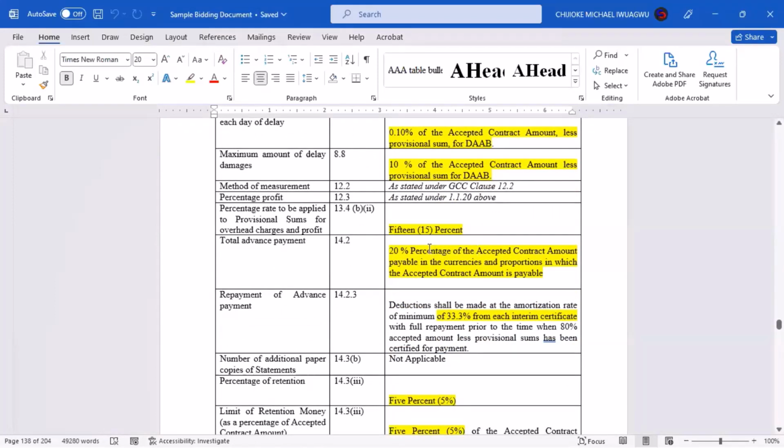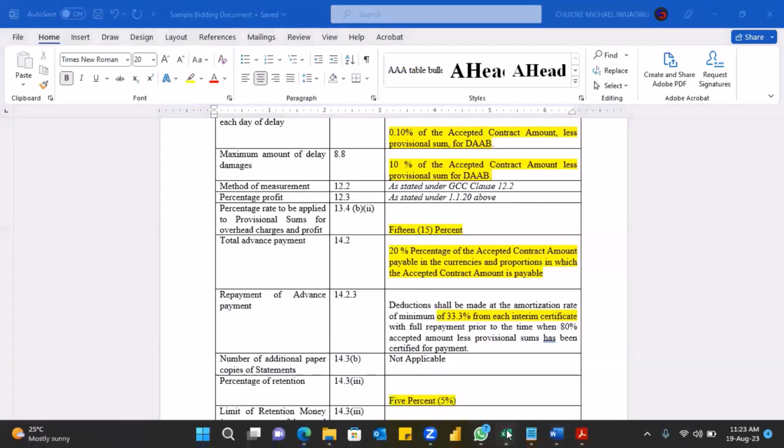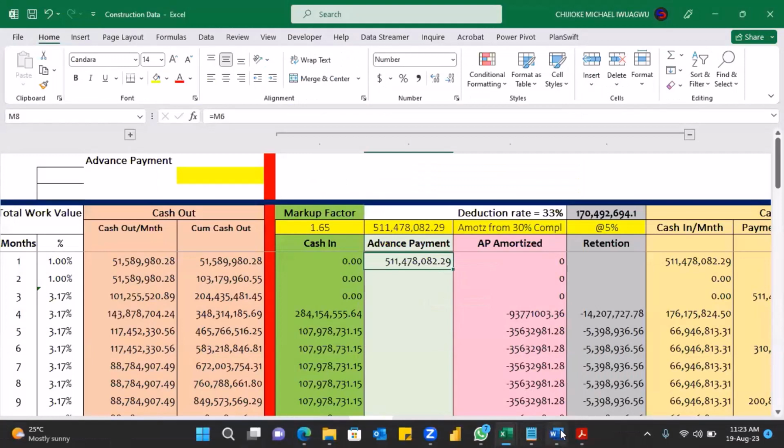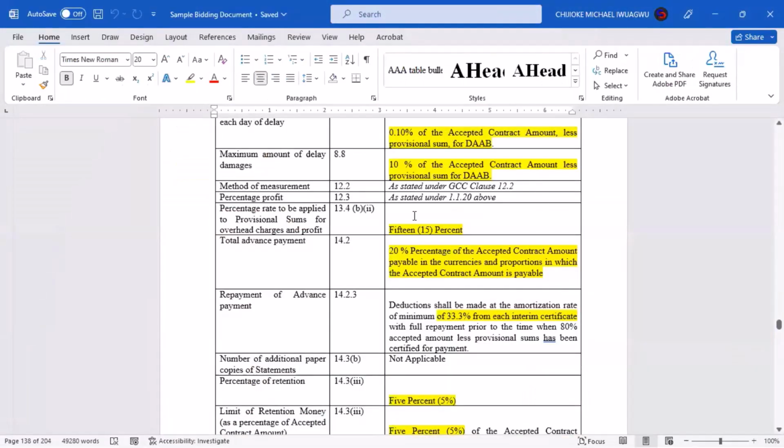All right. Now, always be mindful of these things. The information that you have on your Excel sheet, you're not just inventing it by yourself. You're actually picking it from your contract document. That's why we are talking about construction data.